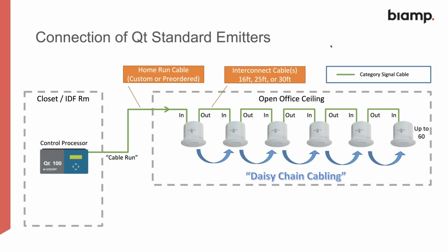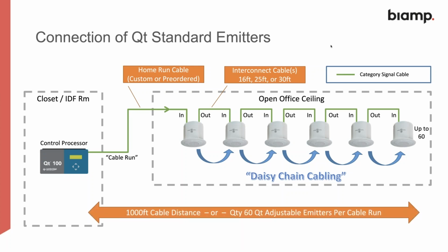The usual thing though is people use their own cabling and terminate it as well. The maximum cable length is 1,000 feet cable distance in total, or 60 QT adjustable emitters per cable run.